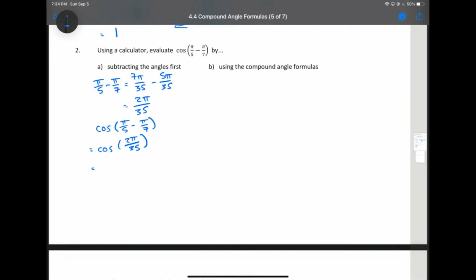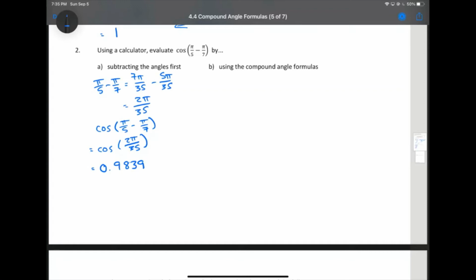Okay, so anyway, once we're in radians, we just punch in 2 times pi. If you have a pi button, use it. If not, use 3.14. Divide by 35, and then take the cos of that number. And you should get out 0.9839.